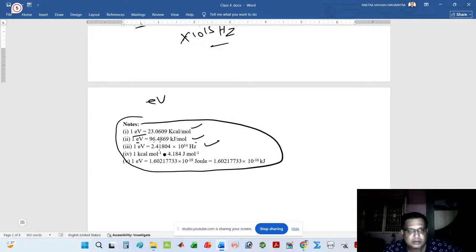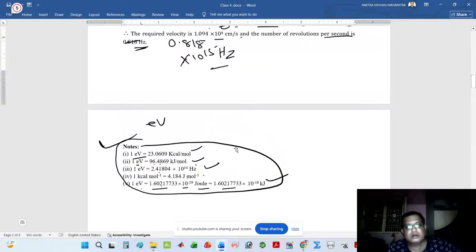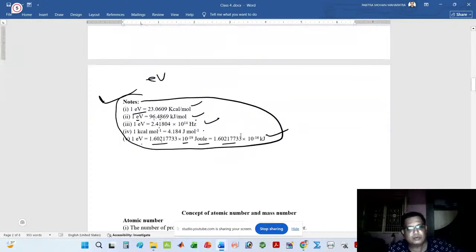1 kilocalorie per mole is equal to 4.184 joule per mole. 1 eV is equal to 1.6021 × 10^-19 joule, which is equal to 1.6021 × 10^-22 kilojoule. This is the relation necessary to remember. This is all about Bohr's atomic model and some problems.